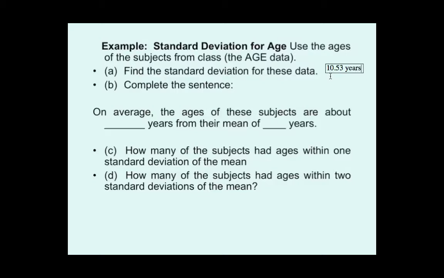So complete the following sentence. On average, the ages of the subjects were about 10.53 years from the mean. Let's see, what was the mean again? Let's go back and take a look at our calculator and see if we can figure out what the mean was.